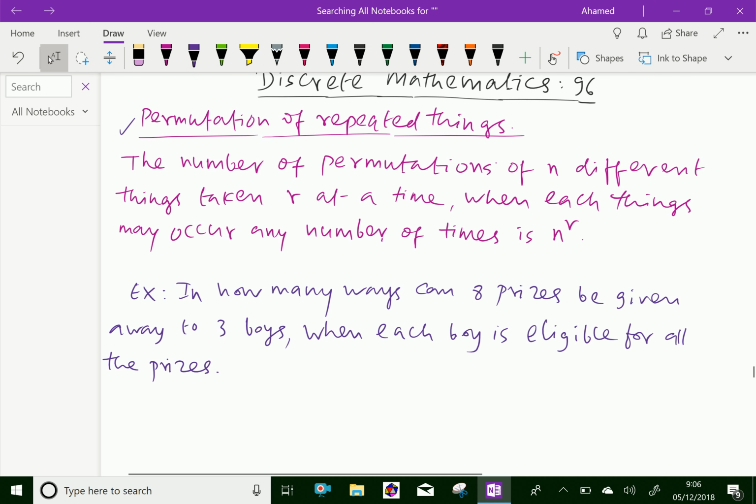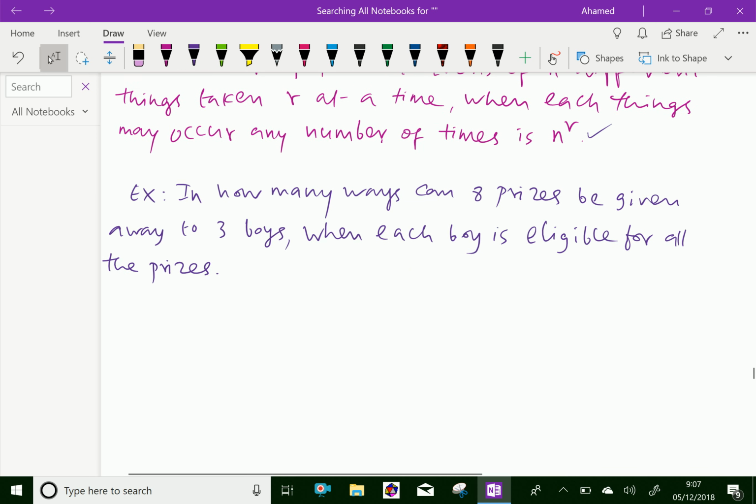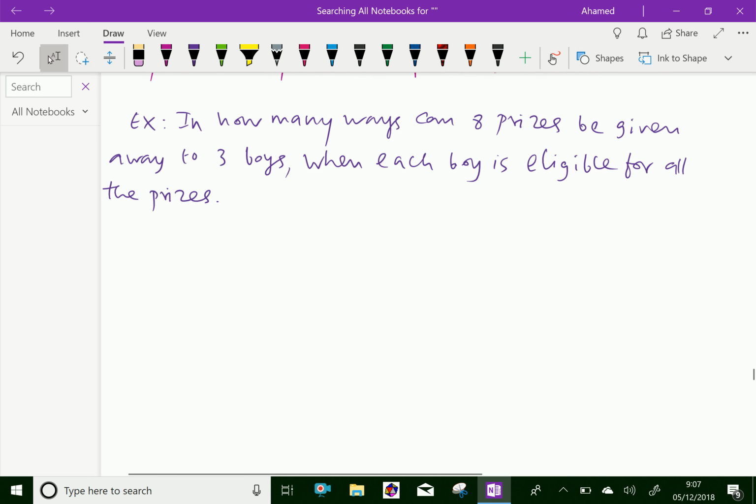Here, the number of permutations of n different things taken r at a time, when each thing may occur any number of times, is n power r. This is a formula. Now, we'll do some example problems regarding this concept.